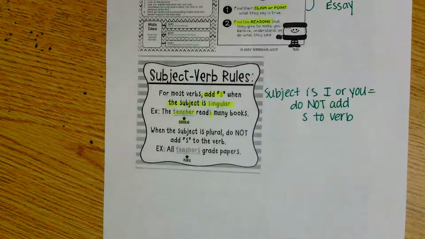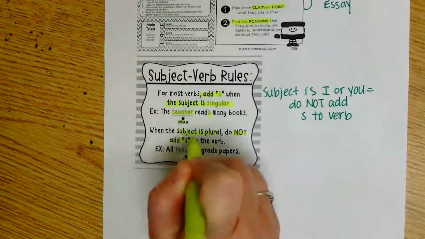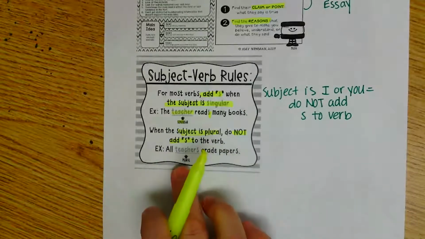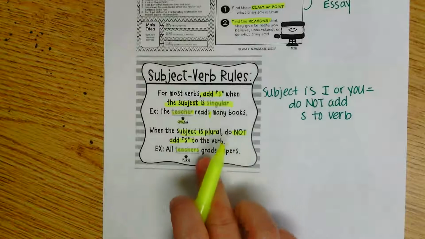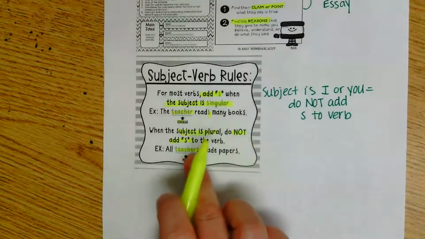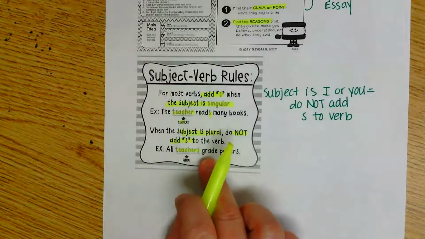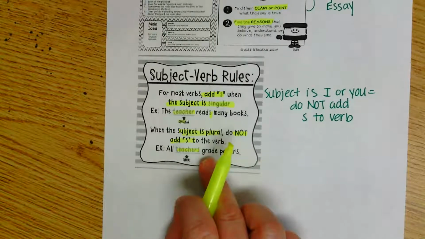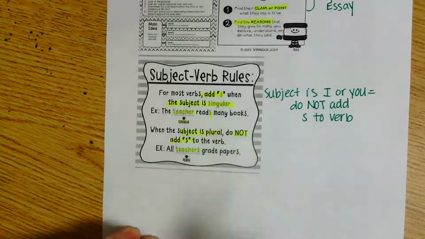Now, on the opposite end of that, when you have a plural subject, you do not add S to your verb. So look at this example sentence. All teachers, so there's my plural subject, grade papers. So because my subject was plural, I did not add an S to the verb. And again, saying it out loud, you can hear what sounds right and what sounds wrong. We know it wouldn't sound right to say all teachers grades papers.